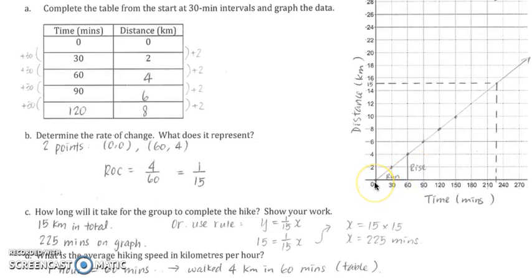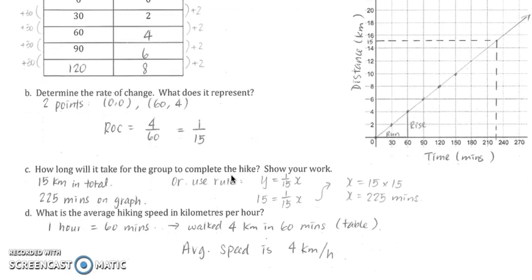We're going from 0 to a height of 4, or distance of 4 kilometers, rise is 4. Run from 0 to 60, so run is 60, so I have 4 over 60, simplify that to 1 over 15.